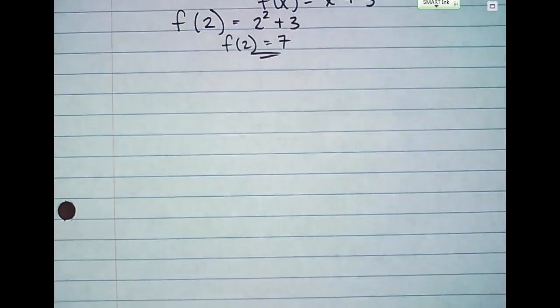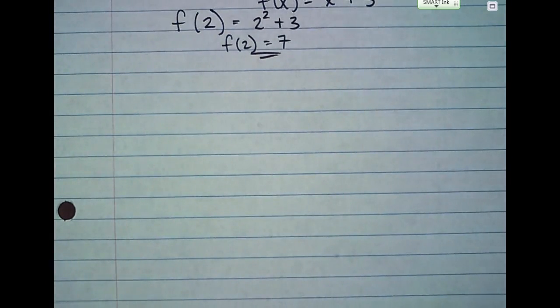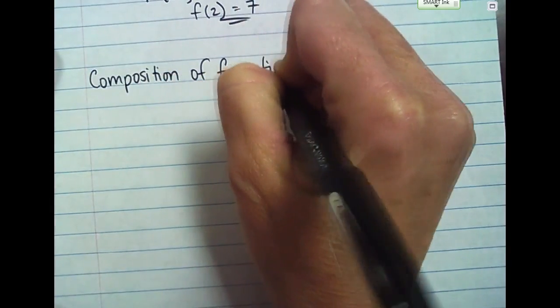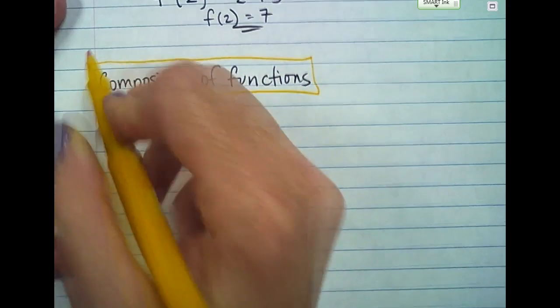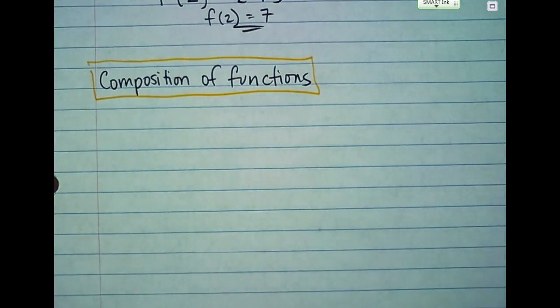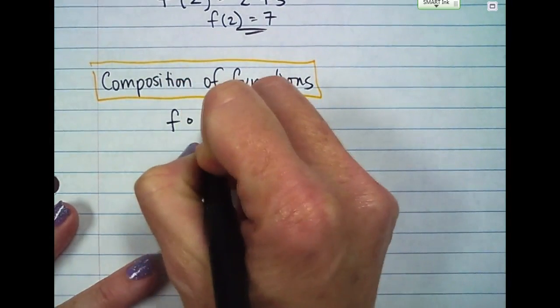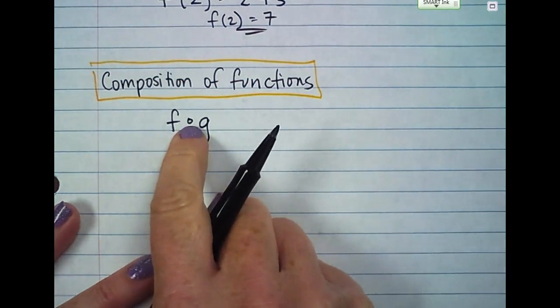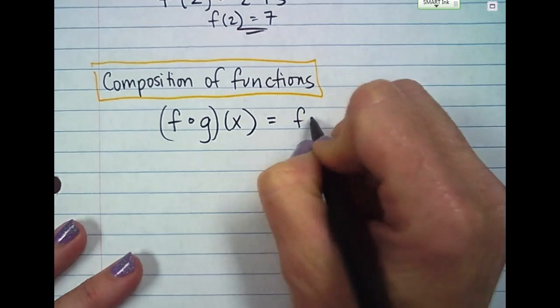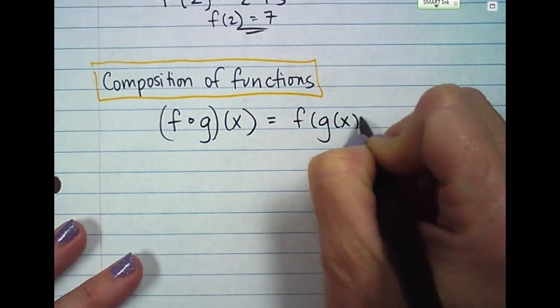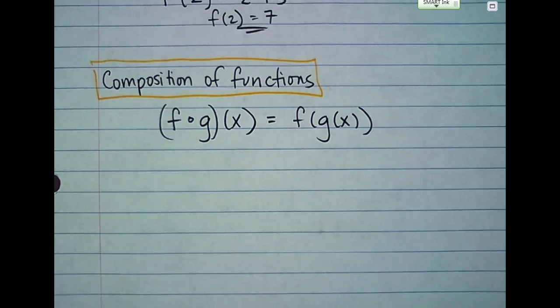So if we start, then, I'm going to talk to you about a composition of functions. So, composite. It looks like the word fog, but that O is really tiny. And it's also written like this. Those are the same things with different notation.